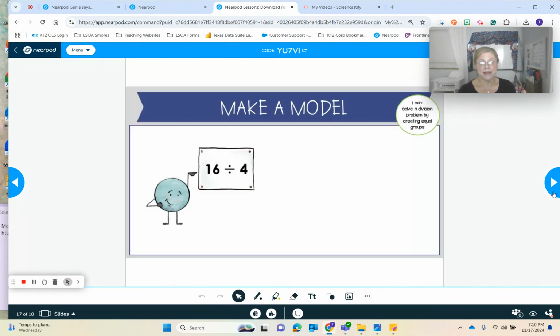And then 16 divided by 4. Once again, you might have the automaticity to know 4 times blank equals 16. I want you to model this out for me. 16 is your dividend. 4 is your divisor, your equal groups. How many are in each equal group? To show that you are breaking up 16.